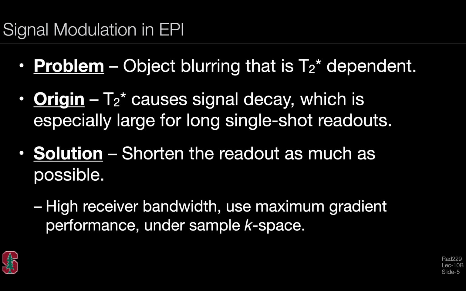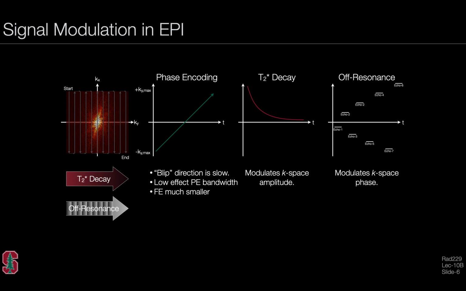The solution for this largely relates to shortening the readout as much as possible by using high receiver bandwidths, using the maximum gradient performance, or various ways of undersampling K-space. Anything that helps you image faster will generally reduce these kinds of artifacts in echoplanar imaging, but of course may come at other costs. So let's look more carefully at what's happening.